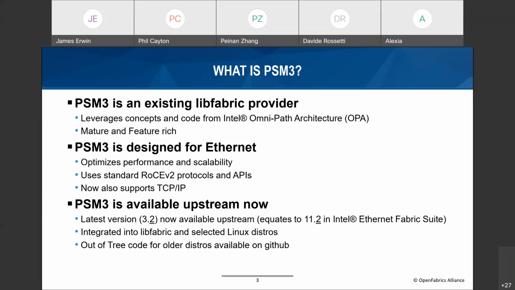PSM3 is available now. You can get the latest version upstream. Now there's two ways to get the version. It's integrated into libfabric and selected Linux distros, but we also release PSM3 in our software suite known as Intel Ethernet Fabric Suite, which we have on the Intel Download Center. There's also various out-of-tree code for older distros available that you can pick up on GitHub.